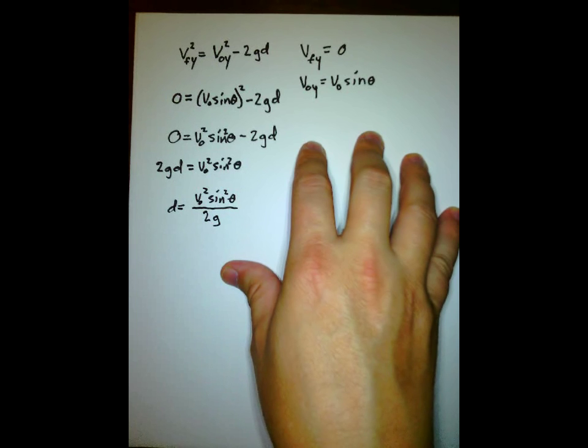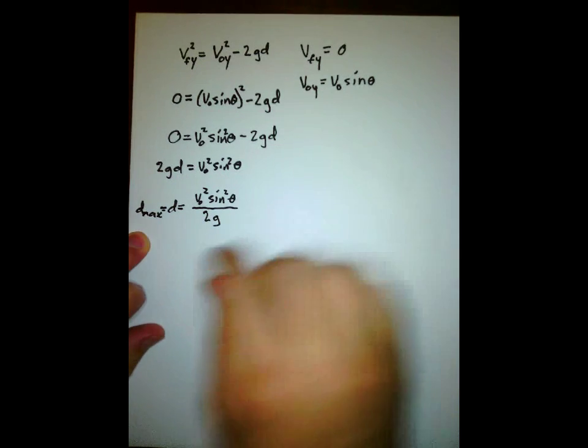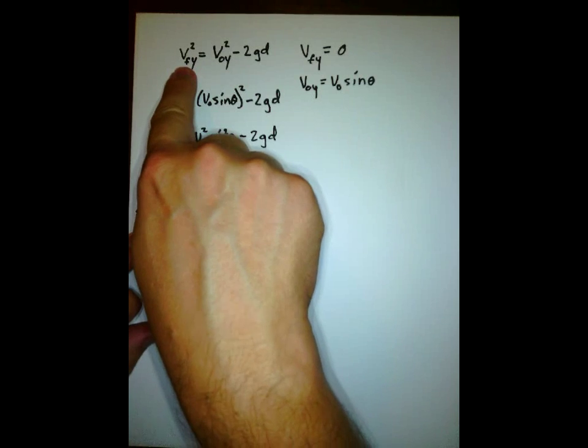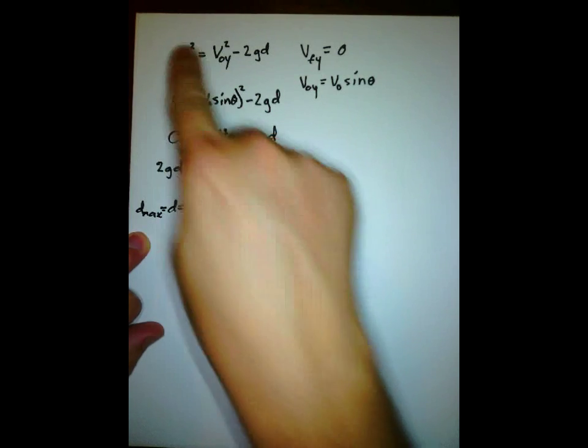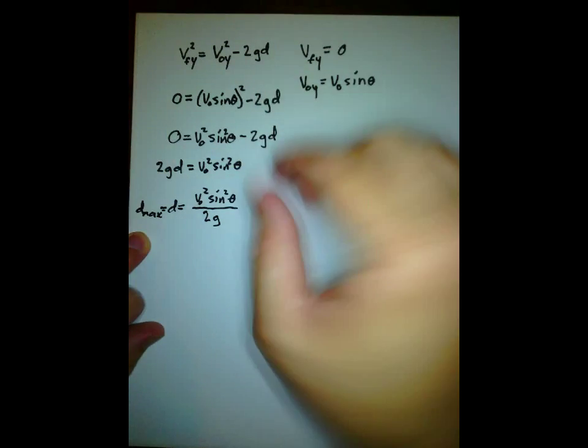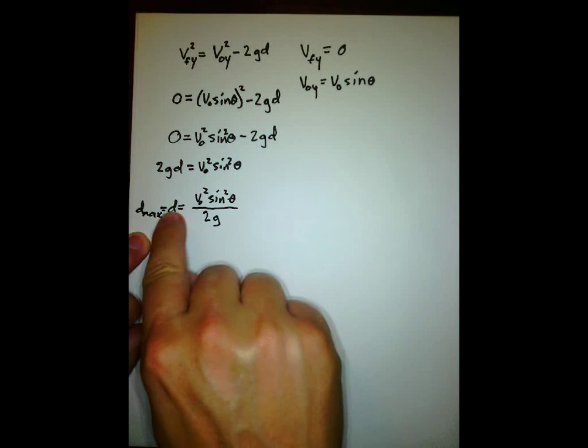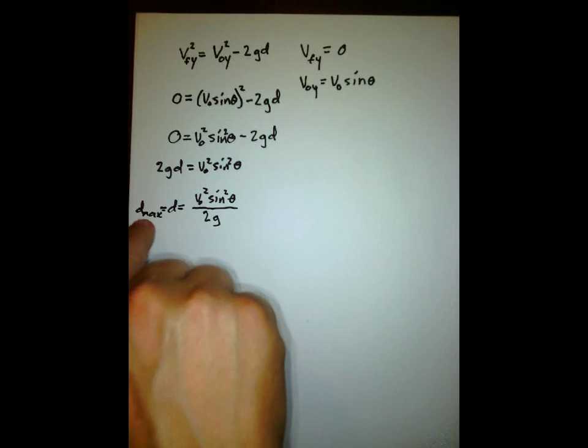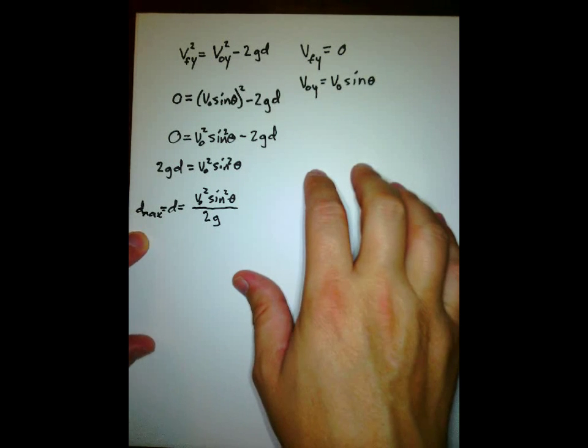Alright, now that D is, I don't have enough room here. I'm going to write it over here. I'm going to call it D max, right? Because since we called the final velocity 0, we know that that's going to occur at maximum height. So this particular D is D max. All right.